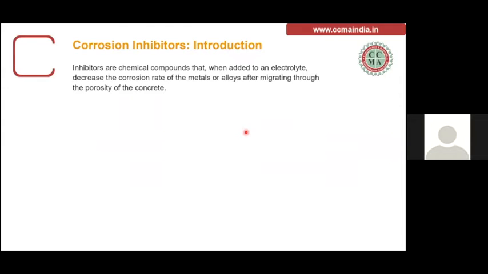So what are inhibitors? Primarily, these are compounds that, when added to an electrolyte, which becomes like a medium, decrease the corrosion rate of the metals or alloys after migrating through the porosity of the concrete. We all know that concrete is a porous material. However fine the best of the concretes you make, whenever you pour water, it is slightly going to get absorbed into the surface, and the molecules of these types of inhibitors are very, very small, even smaller than a micron, maybe a thousandth part of a micron. That's if we go into the nanotechnology part.